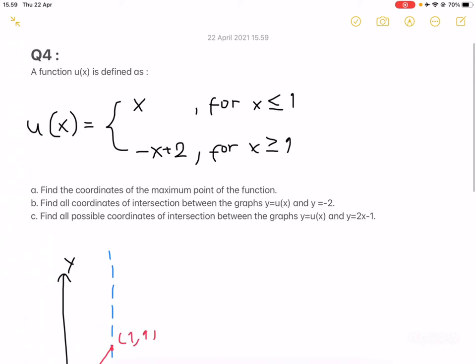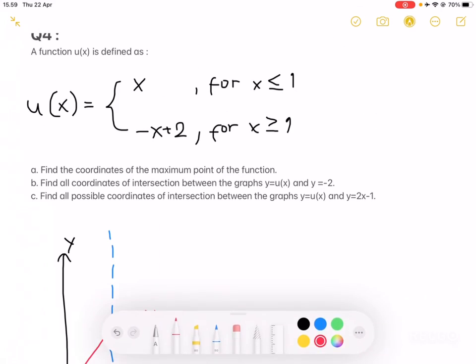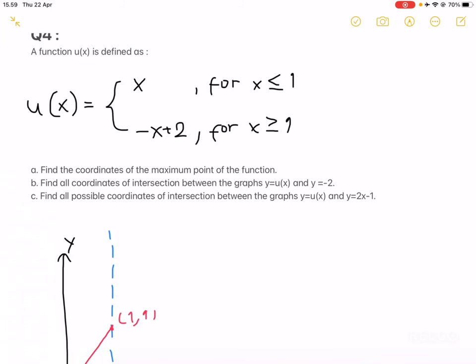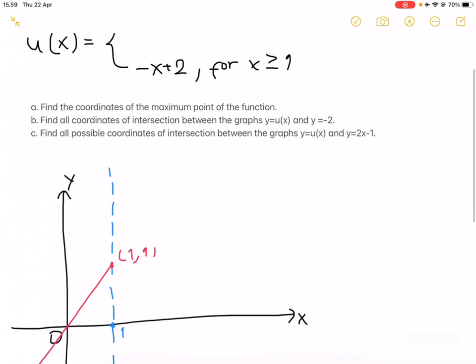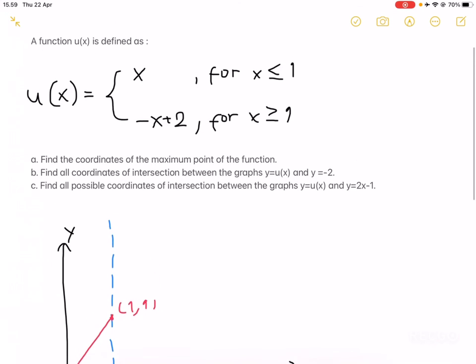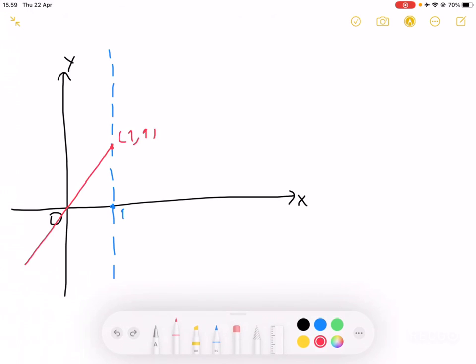Alright, and if you plug in x equals 1 to both x and -x plus 2, you'll end up with the same value, which is 1. And that tells us that u of x is continuous at x equals 1. And that's just a bit of information. We can just draw -x plus 2, which will look a little bit like this. Let me just draw this correctly. Yep. So it will intersect this point at x equals 2, and then it will extend downwards.